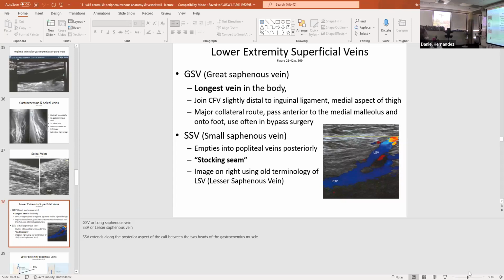You guys just have to be careful eventually when we start doing venous imaging, because the gastrocnemius vein looks very, very similar to that. When we come to image the popliteal, you'll be able to see the small saphenous vein and gastrocnemius vein almost at the same level. But one will have that artery with it and the other one will not. It'll just be the vein by itself.